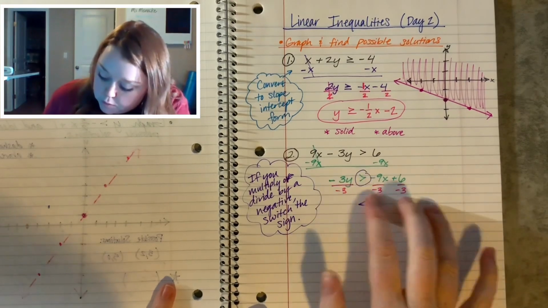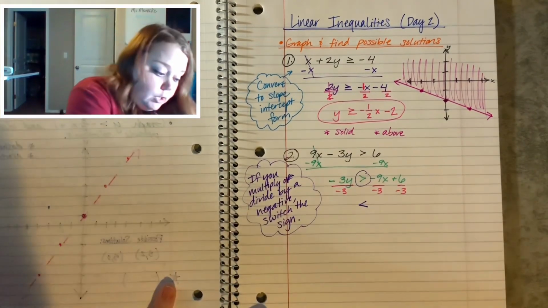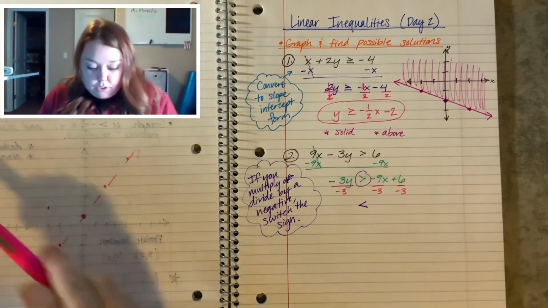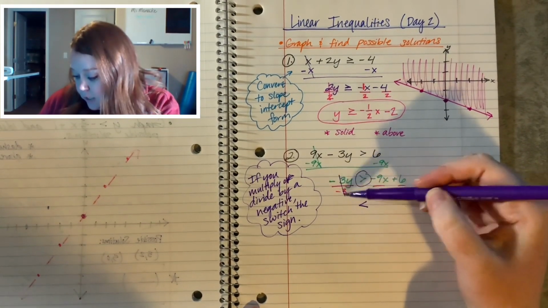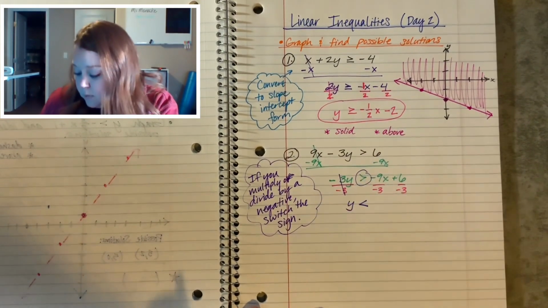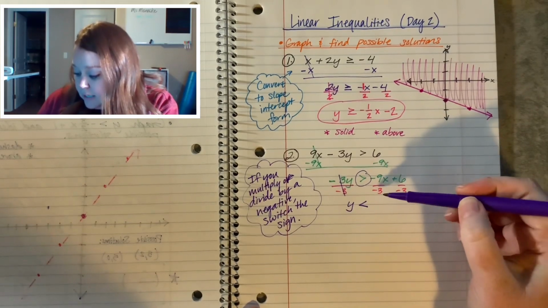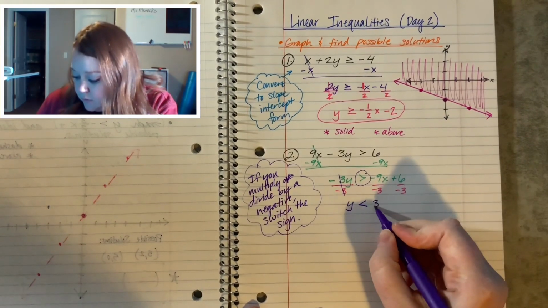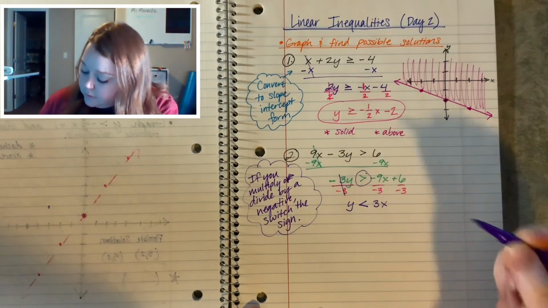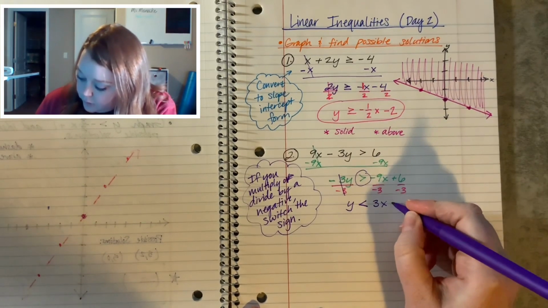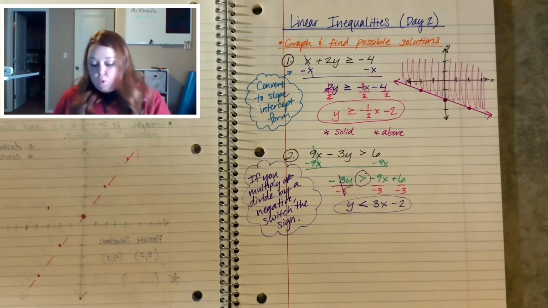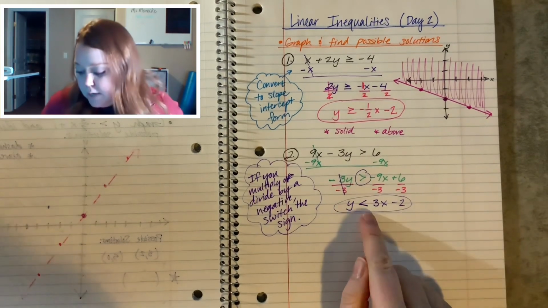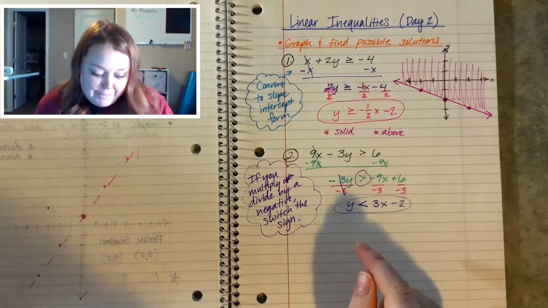Okay, so we're going to divide every term by -3. I already switched the sign for us. So now let's simplify. -3 over -3 cancels to 1, which is just 1y. -9 divided by -3 is +3. Don't forget your x. 6 divided by -3 is -2. So final inequality in slope-intercept form is y is less than 3x minus 2.